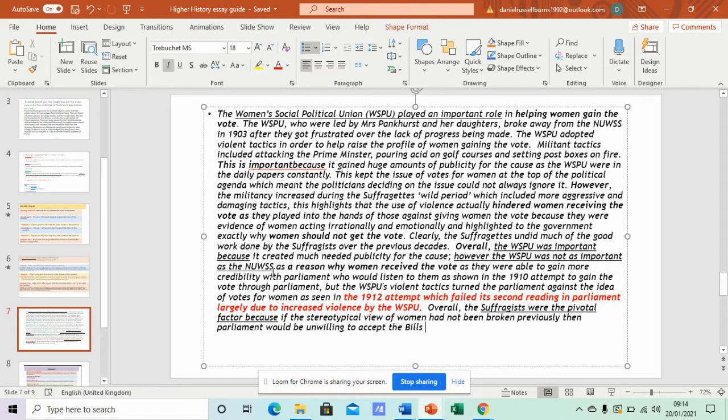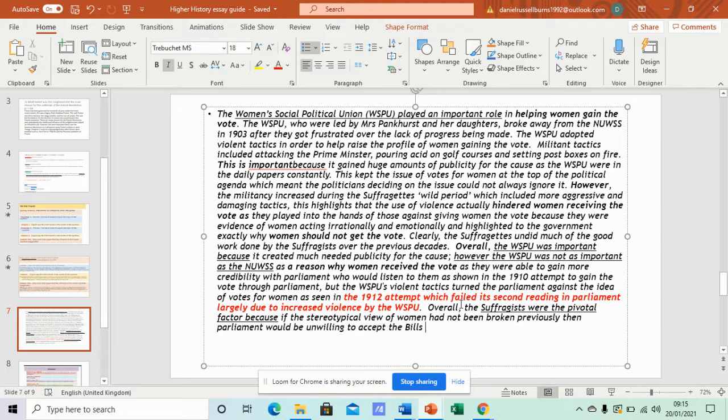So what we're going to do is relate the suffragists to the suffragettes and how the suffragists were actually more important as a reason why women got the vote, as they were able to gain more credibility through Parliament, who would listen to them, as shown in the 1910 attempt to gain votes through Parliament. But the suffragettes' violent tactics turned Parliament against the idea of votes for women, as seen in the 1912 attempt, which failed at its second reading in Parliament, largely due to the violence of the suffragettes. Overall, the suffragists were a pivotal factor because if the stereotypical view had not been broken previously, Parliament would be unwilling to accept the bills.